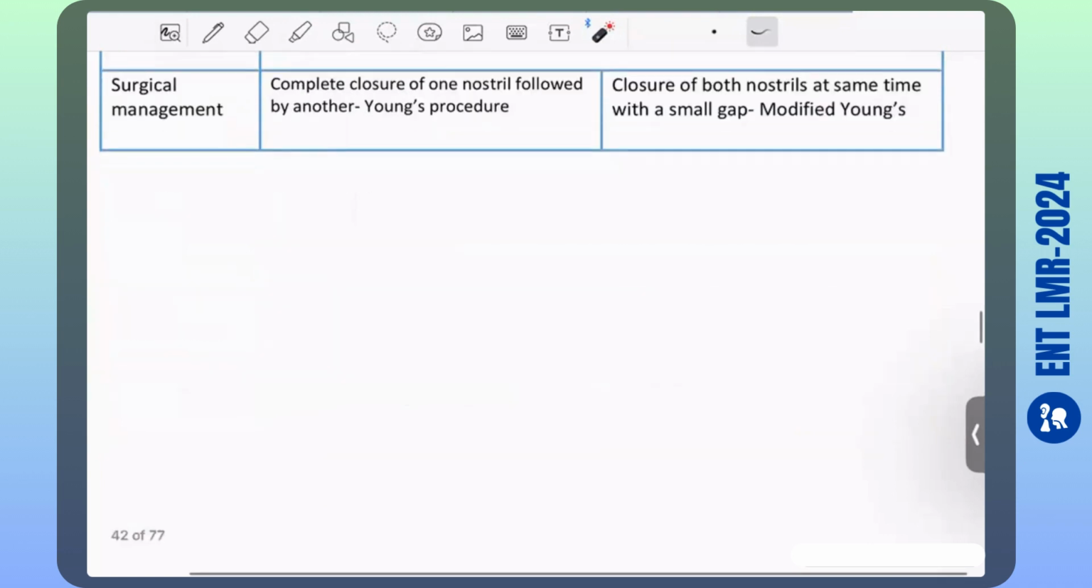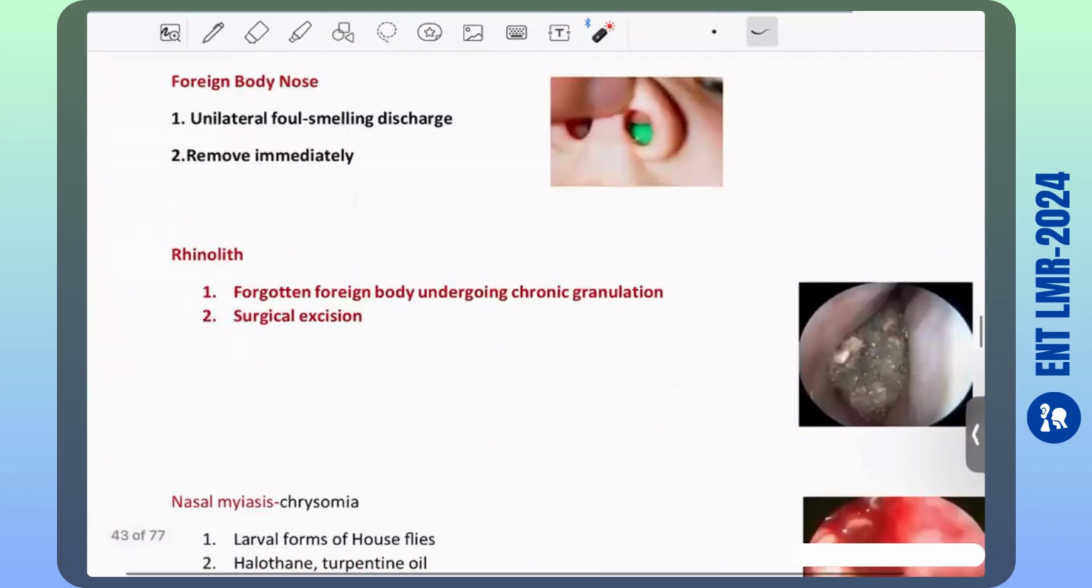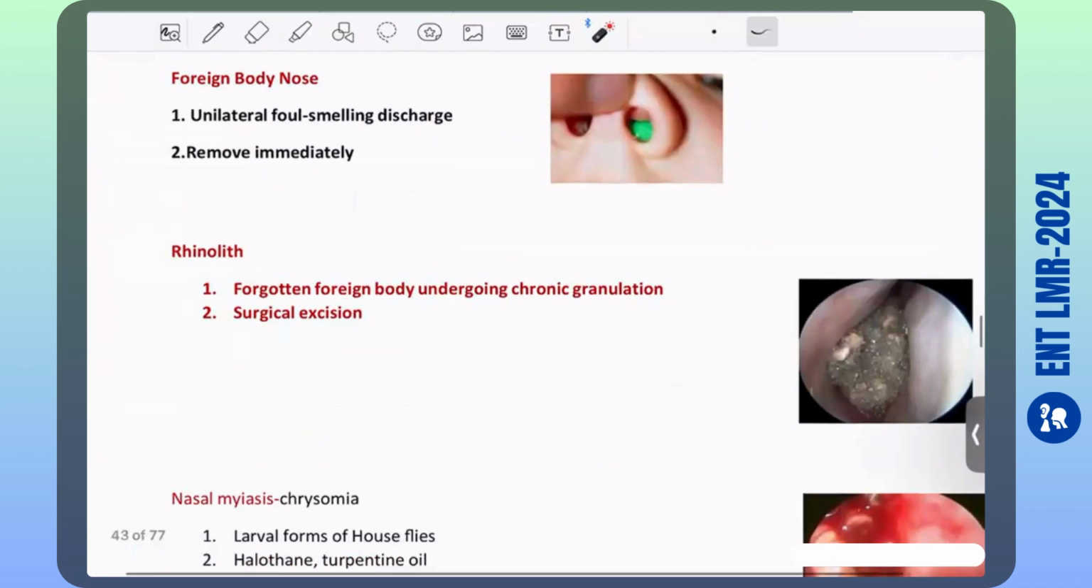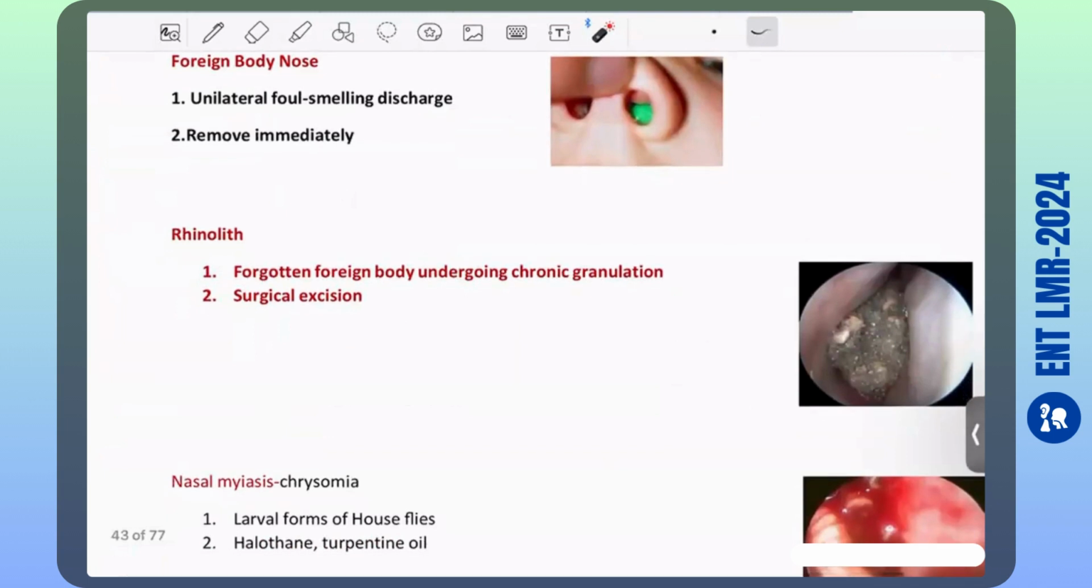That is the best treatment of choice. So foreign body nose, very important. Unilateral foul-smelling epistaxis or discharge, you remove the foreign body as early as possible. Rhinolith: in some 14-15 year old child, they have a left over foreign body, they have forgotten. If it grows and forms granulation tissue for a lot of time, even 4 or 5 years, it can cause a mass like this. It is called rhinolith. Forgotten foreign body undergoing chronic granulation is called rhinolith.